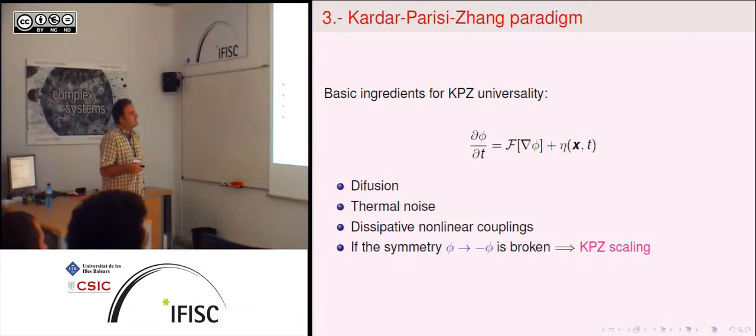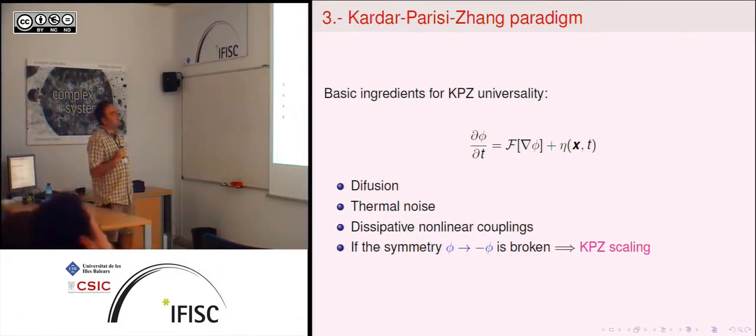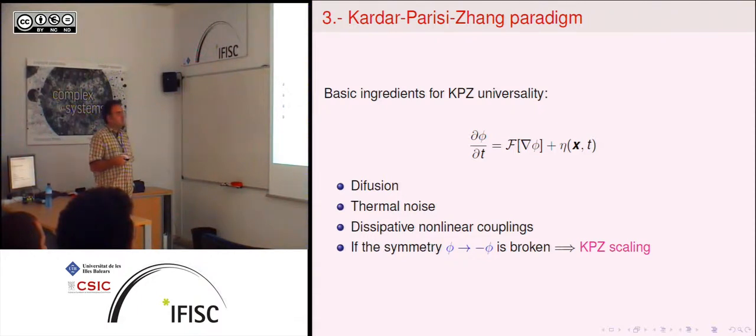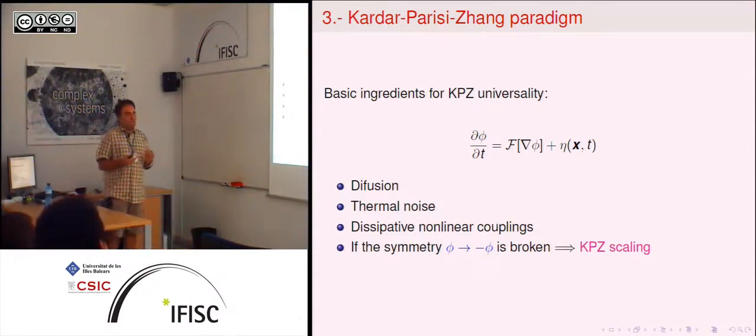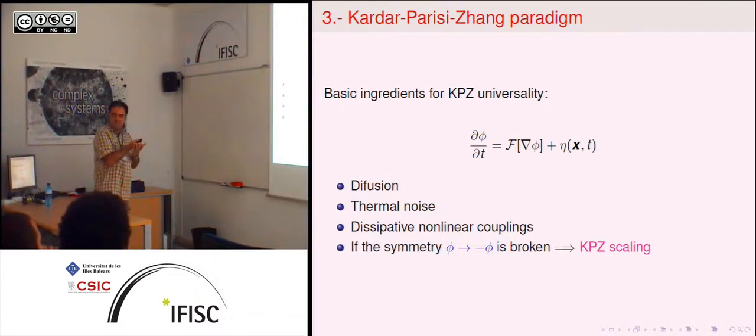So the basic ingredients to obtain the most elemental, generic scaling with no tuning parameters out of equilibrium, the KPZ universality, are diffusion, thermal noise, that means uncorrelated noise, and some kind of dissipative nonlinear couplings. I say just some sort of dissipative nonlinear couplings because actually one does not need to feed in the KPZ nonlinearity. When the nonlinear couplings are dissipative, it will appear in a natural way. We don't need to include it. It will just turn out to be the relevant term.